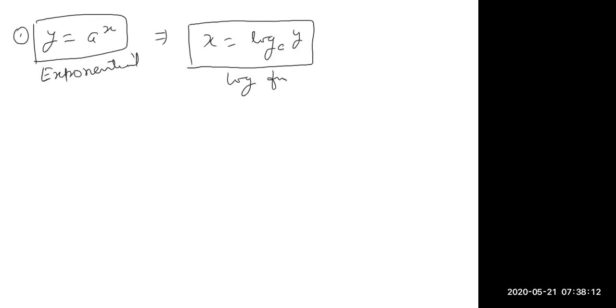So here in the exponential function, you must have observed x can be any real number. Y is always greater than 0. Exponent can never be negative here. Same thing will apply here, where x and y are interchanging. So here y is always positive and x can be a real number. So the logs are defined for y greater than 0.